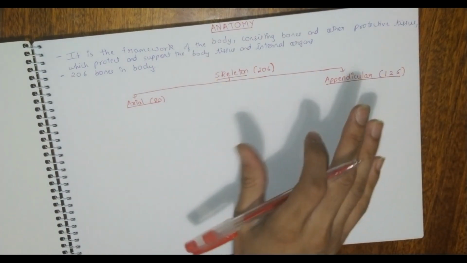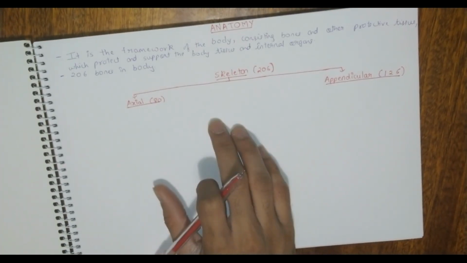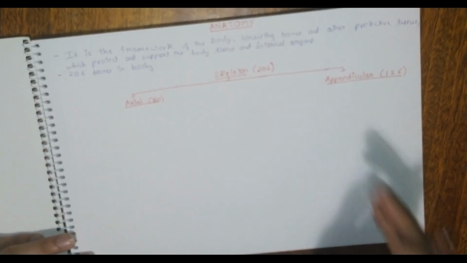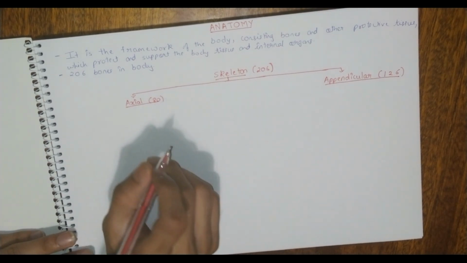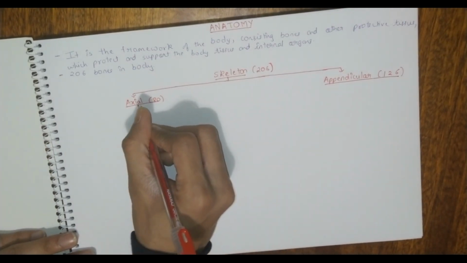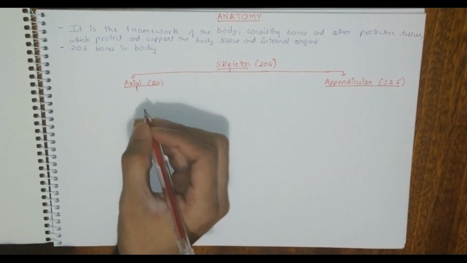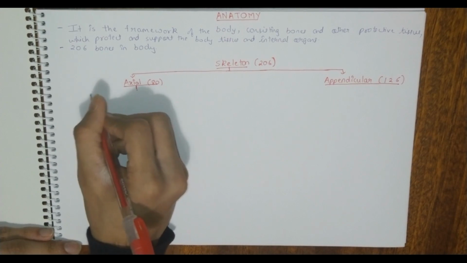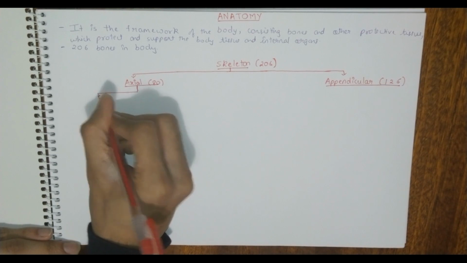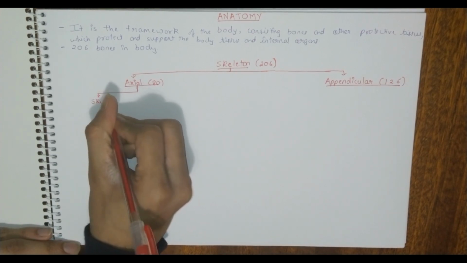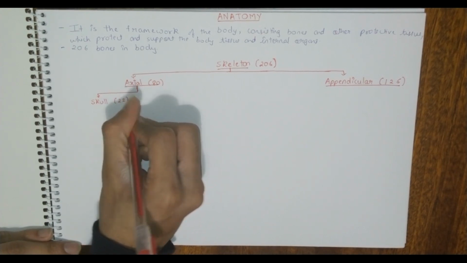At first I'll be showing the axial because it will take a lot of space, and on the next page I'll show you the appendicular. Now, let us start with the axial. The axial is further divided into, first, the skull. In the skull there are a total of 22 bones.